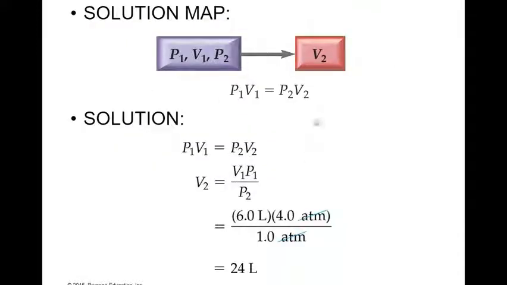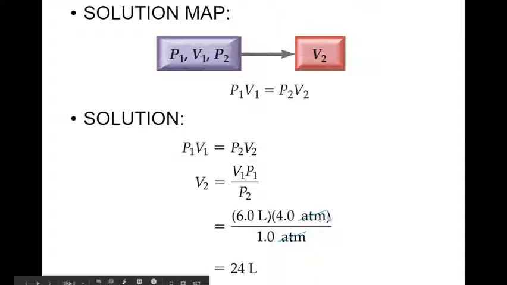Right, so this gives us our solution map. They go the extra step to show you how you would rearrange the equation so that all your numbers that you're going to equate are on one side. I don't really require that you do this, but this is just something that the textbook does to show you that we can get V2 by itself. All right, but what we're going to do is plug in our volume at 6 liters, our initial pressure at 4, our final pressure at 1, and then solve all of the numerical side to that equation to leave V2 by itself to be 24 liters.